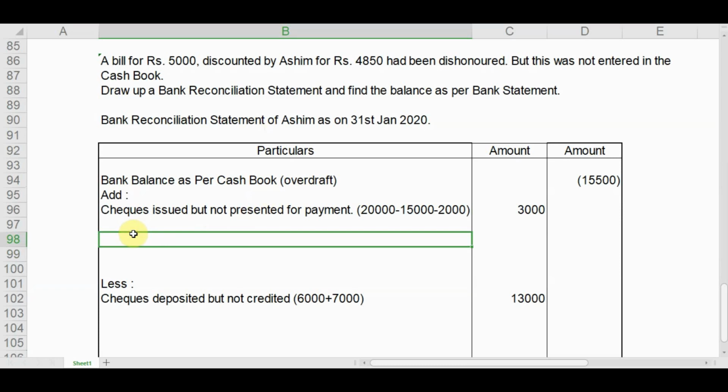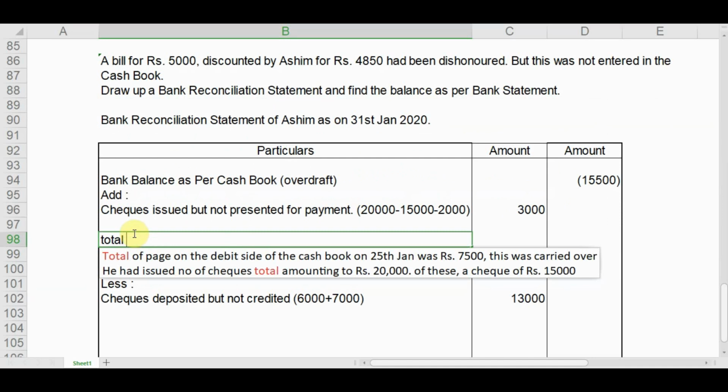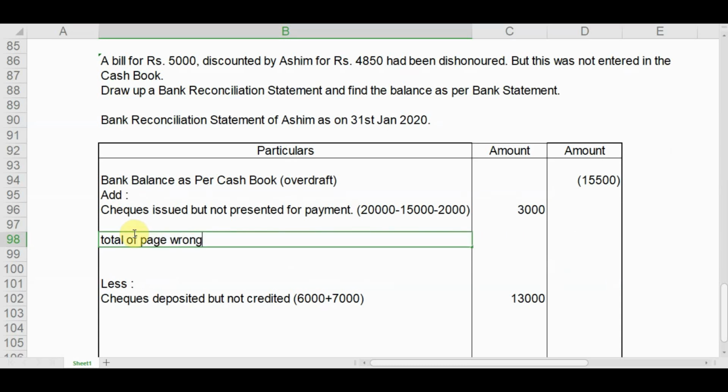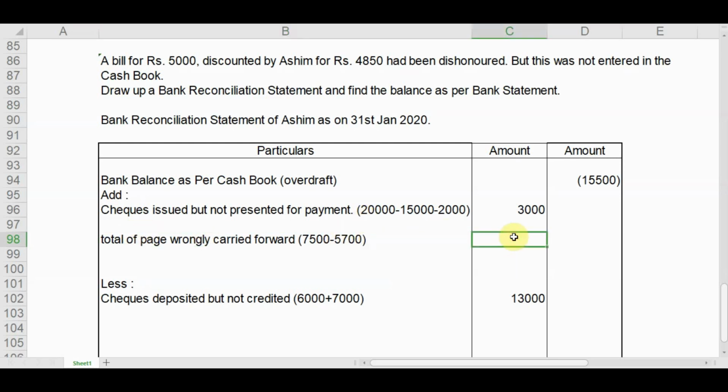We will write it as total of page wrongly carried forward. What is the amount? 7,500 minus 5,700. The amount comes to 1,800.